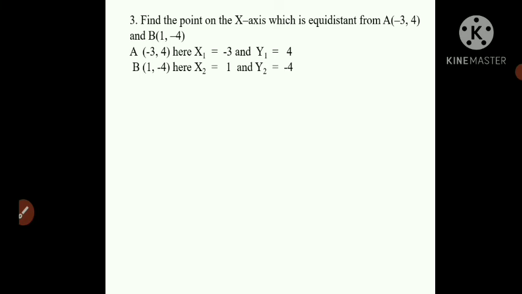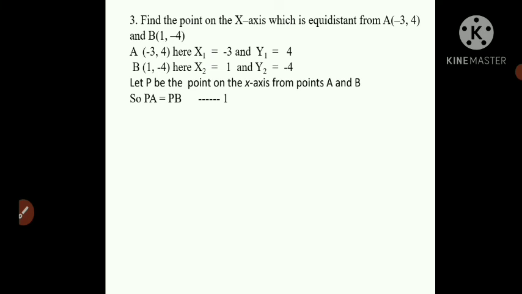Now see, we have to find the point. So we'll take that point as P. Let P be the point on the x-axis which is equidistant from points A and B. So what we get, see, PA will be equal to PB. Let this be my statement number 1.